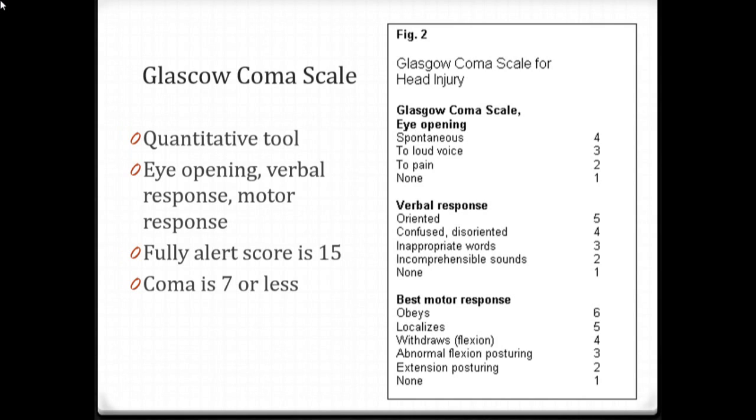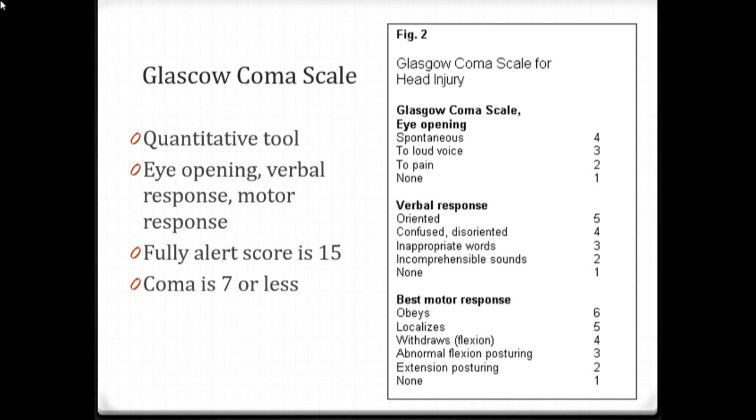Okay, the Glasgow Coma Scale. This is going to be another one that we use a lot with patients. Okay, we need to be very familiar with this. The Glasgow Coma Scale is a quantitative tool. Okay, we're looking at eye opening. So we're looking at this patient. Is it spontaneous? So when you walk in the room, did they just open their eyes? Did you have to talk to them loudly?